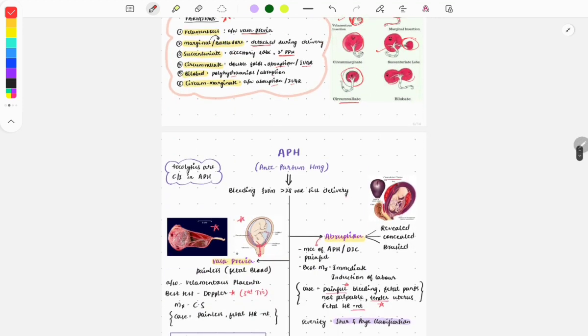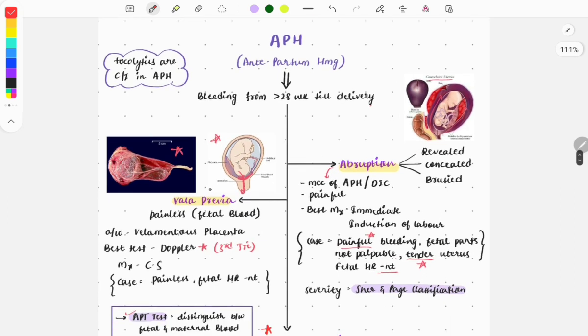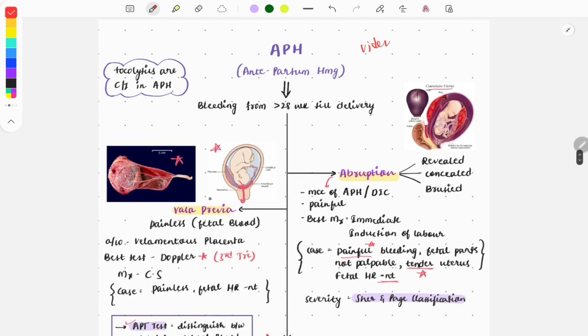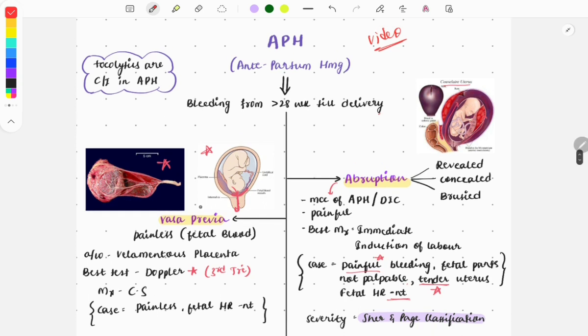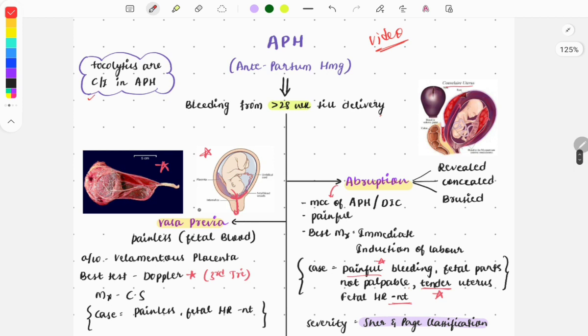Then moving on to antepartum hemorrhage. I have already uploaded a complete, detailed video on this antepartum hemorrhage, so do watch that video also. Now in this video I will just quickly say what it means. Antepartum hemorrhage: if there is bleeding from the genital tract after 28 weeks till delivery, then that is called antepartum hemorrhage. The tocolytics are contraindicated in case of antepartum hemorrhage.